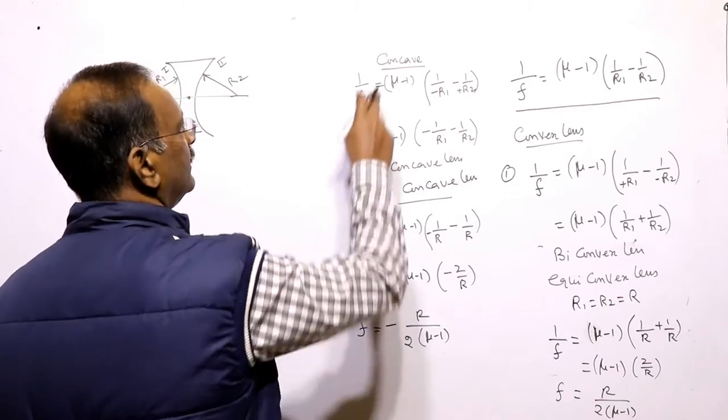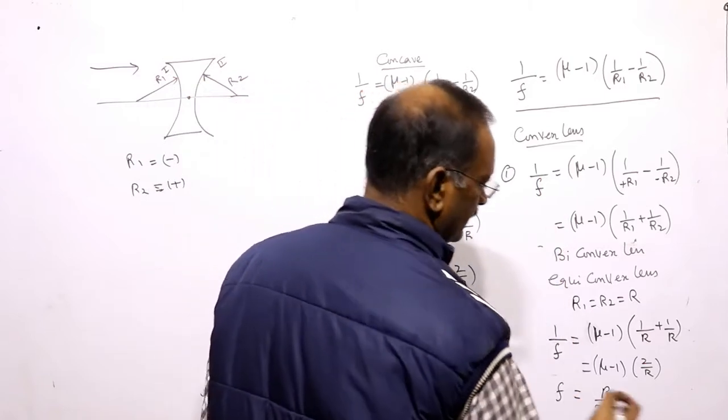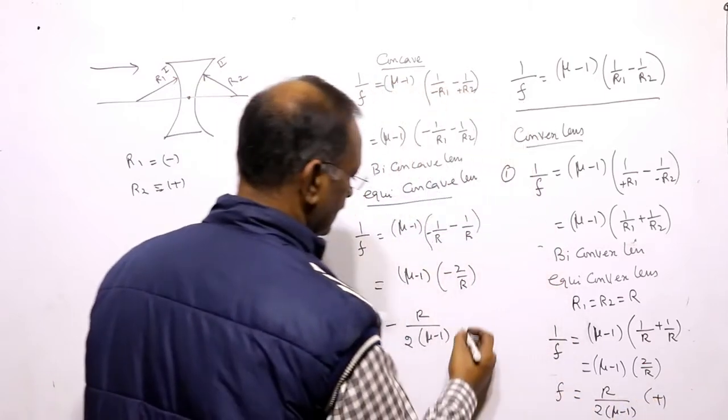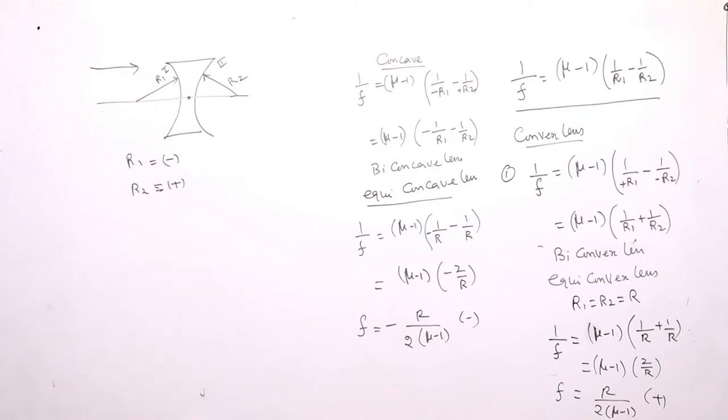See, the focal length for the concave lens is negative. The focal length for the convex lens is positive. This focal length is positive, for this it is negative. Let us take the biconvex lens.